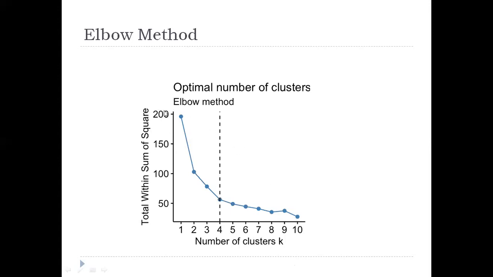Our main goal is to optimize this value. When you have one cluster, it's around 200. When you increase it to 2, this value drops, and it goes on; as k increases, the y-axis values just keep dropping. But you can't have 10 clusters just because it has the lowest number on the y-axis, because you should not try to minimize it, you should try to optimize it. So here we are taking k equal to 4.